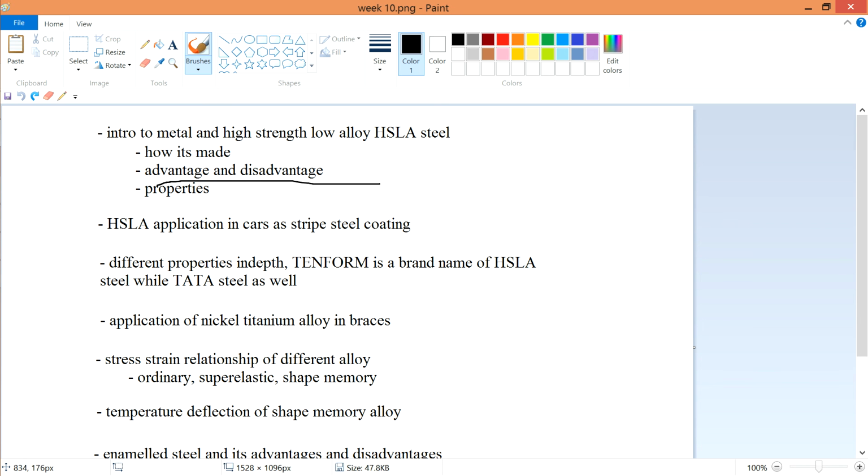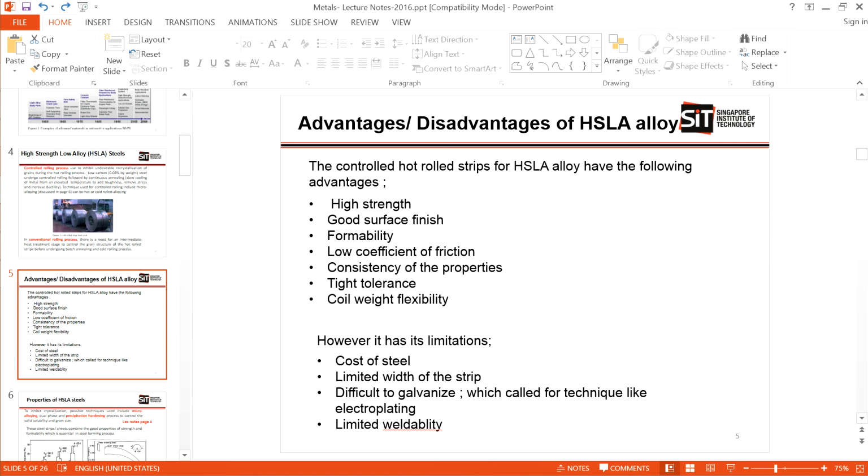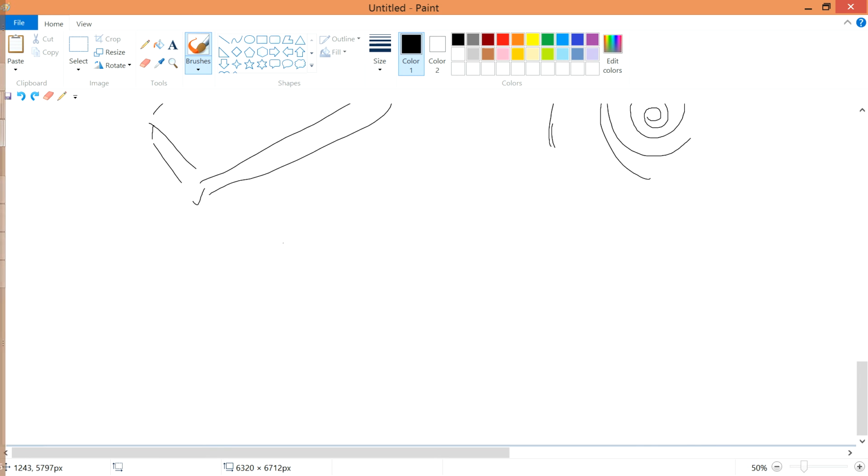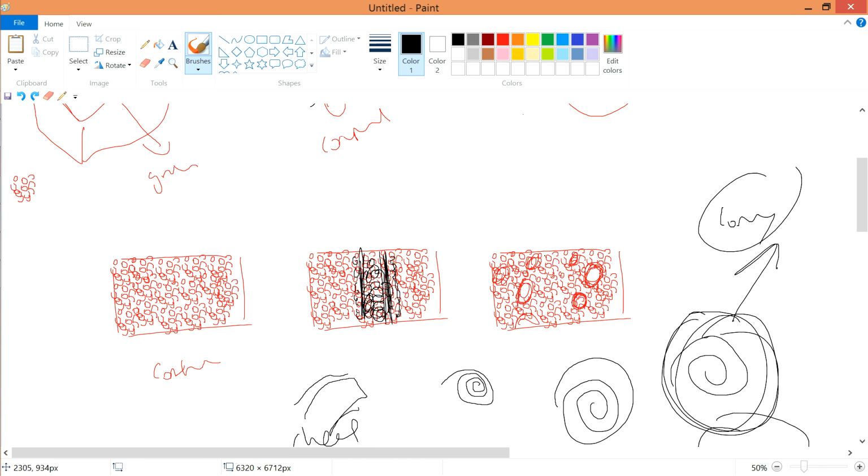So let's talk about the advantages and disadvantages now. I'll not go through a lot of things over here, I'll just highlight a few of the advantages. For example, consistency of the properties. If you just take a look at this picture, this is a different grain structure, different grain, recrystallization. So over here you may have different properties. Maybe this part over here is a bit ductile, then this part over here is high strength, etc.